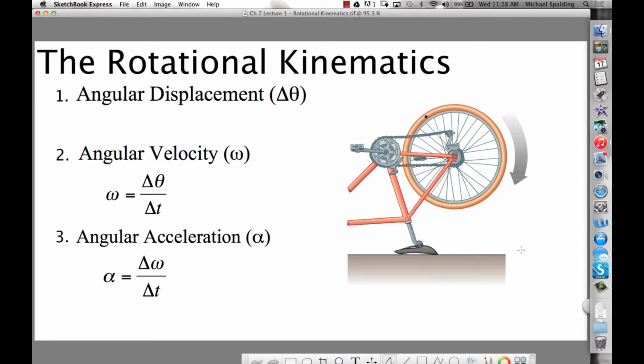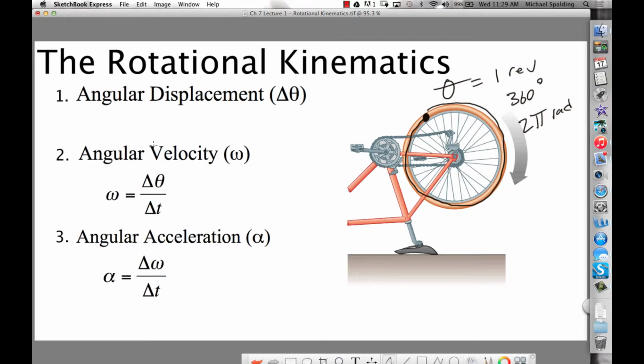Okay, so three terms that you need to know. First term is angular displacement. So look at this bicycle wheel right here. If we take a point on this wheel, if this point goes around one time, that would be an angular displacement of, we could say, 1 revolution, or we could say 360 degrees, or lastly, we could say 2 pi radians. So there's three possible ways to measure an angular displacement.